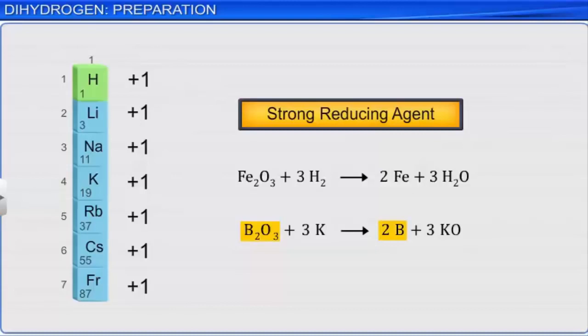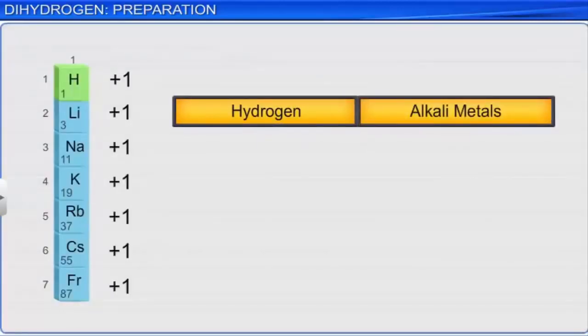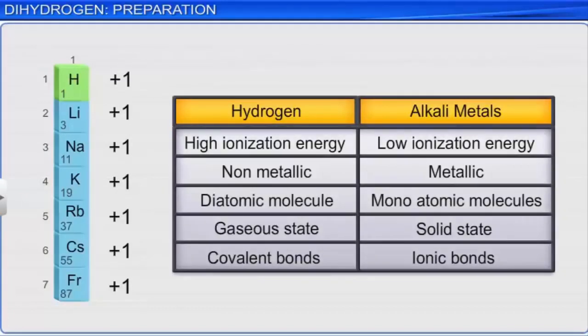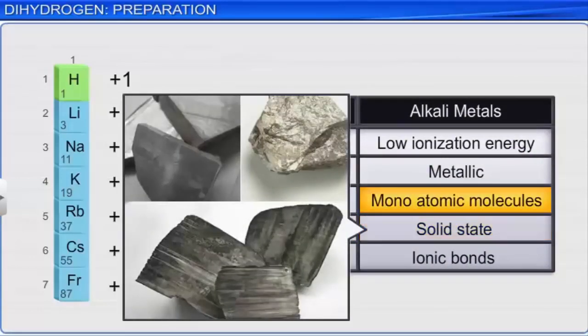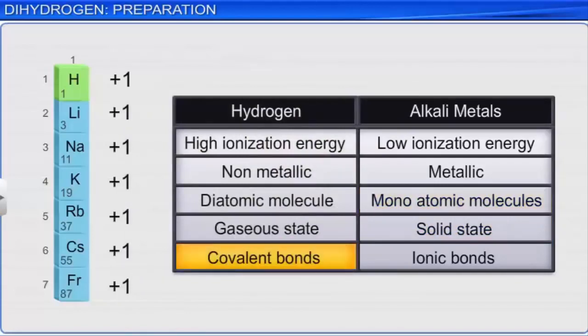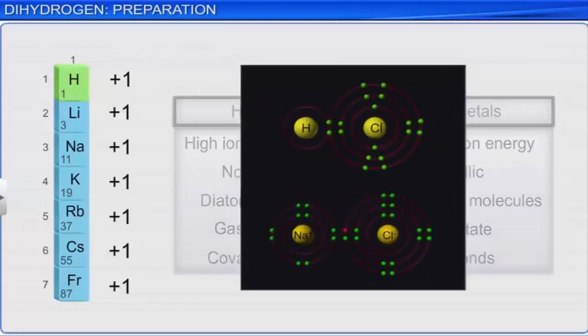Though hydrogen is similar to alkali metals in several aspects, it also exhibits certain properties that are different from alkali metals. For example, the ionization energy of hydrogen is very high as compared to alkali metals. It shows non-metallic behavior, unlike alkali metals. It exists as a diatomic molecule in the form of a gas, whereas alkali metals are solid and exist as monoatomic molecules. Hydrogen mostly forms covalent bonds, whereas alkali metals form ionic bonds. For example, HCl is covalent, whereas NaCl is ionic.